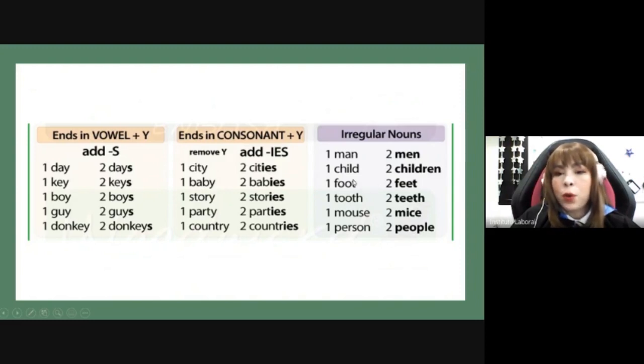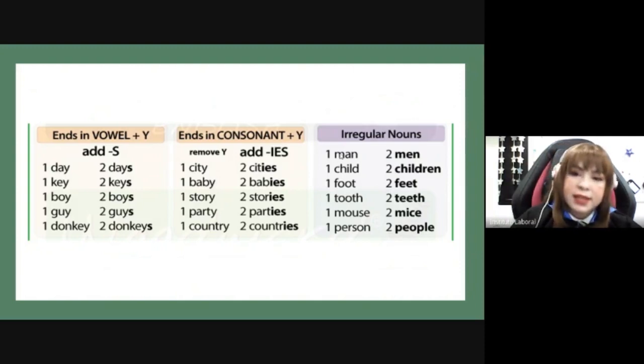One foot, double O, two feet, double E. We switch or remove the double O, and then we write double E. One foot, two feet. One tooth, two teeth. One mouse, two mice.